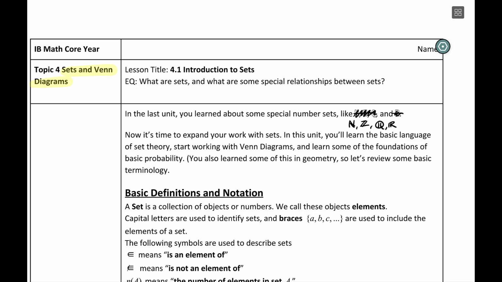Now you also learned some of this in geometry, so let's do a review of some basic terminology quickly. So, basic definitions and notation. A set is a collection of objects or numbers, and we call these objects elements. Now, it can be numbers, they can be words, they can be letters, it can be pretty much anything.